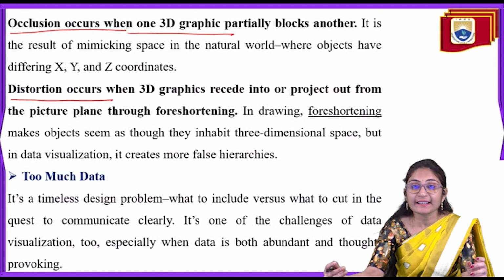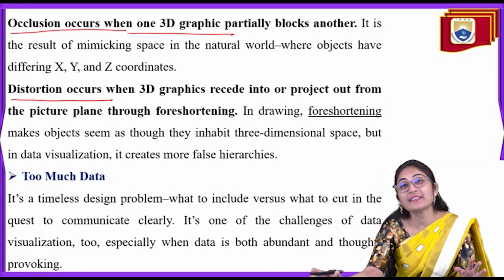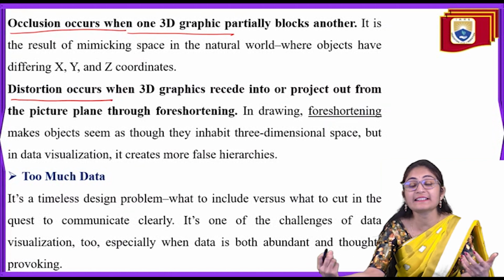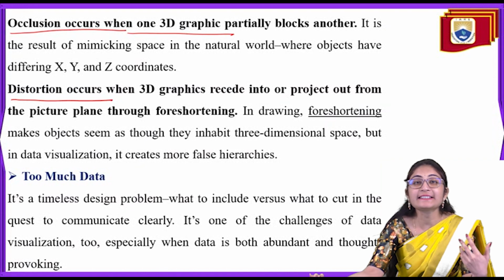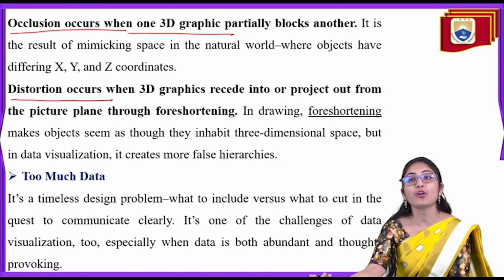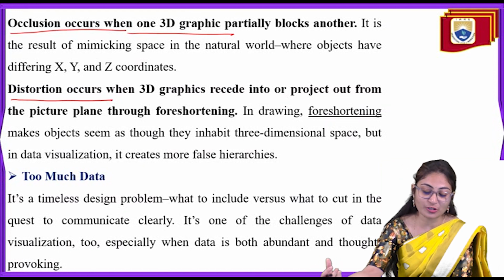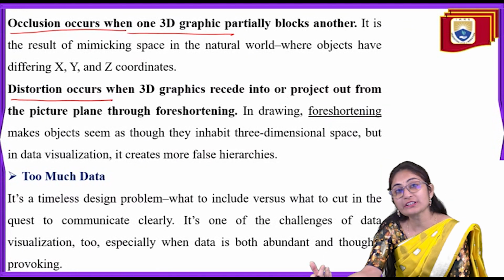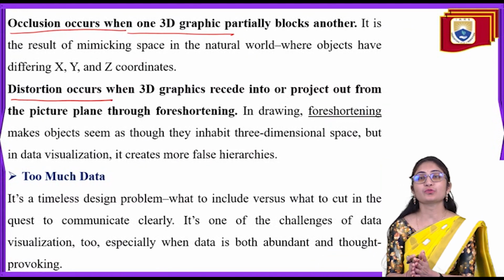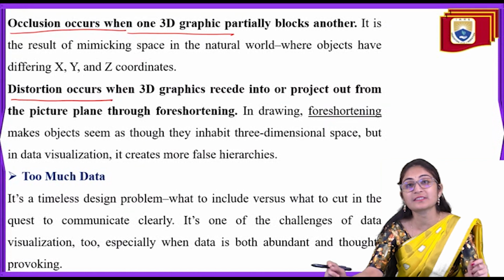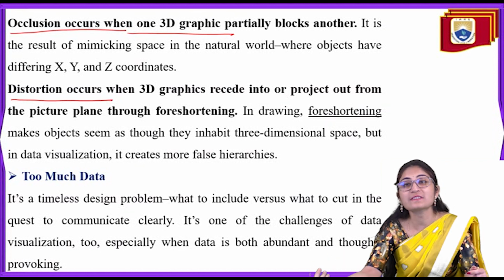Occlusion is just the result of mimicking space, which is available in the natural world, where objects have different coordinates like x, y, z. And distortion occurs when 3D graphics recede into or project out from the picture plane through foreshortening. Foreshortening makes objects inhabit three-dimensional space, but in data visualization it generally creates false hierarchies.